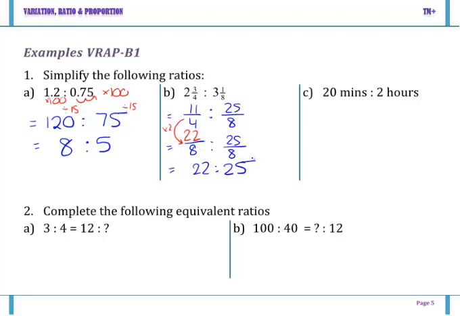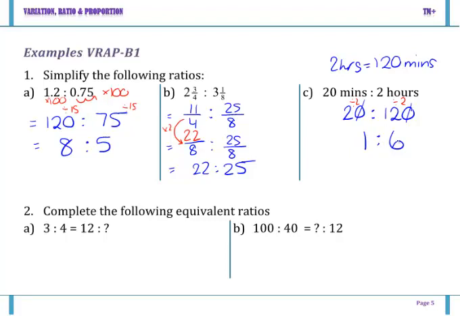Next, 20 minutes is to 2 hours. Again, you need to have the same units, so our first step would be to write them in minutes. So we have 20 is to 120, and that's because 2 hours equals 120 minutes. From there we need to simplify. Probably easiest just to cross off the 0 to start with, and then divide both sides by 2. So we get 1 is to 6.